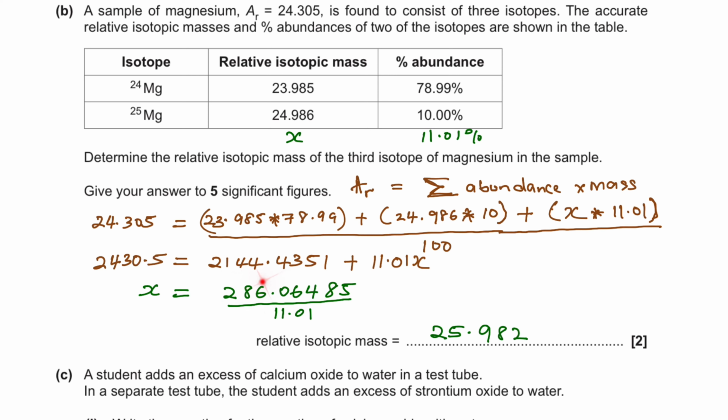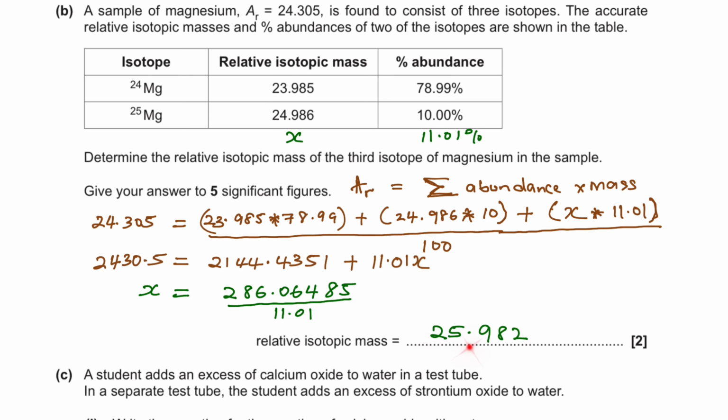So now I take this one to the other side, or I take away 2144.4351 from both sides, and then I get that value, and I divide it by 11.01 to get x. So basically I'm finding x. I move that to the other side, that becomes minus, and I get that difference. And I divide both sides by 11.01, and I get x.